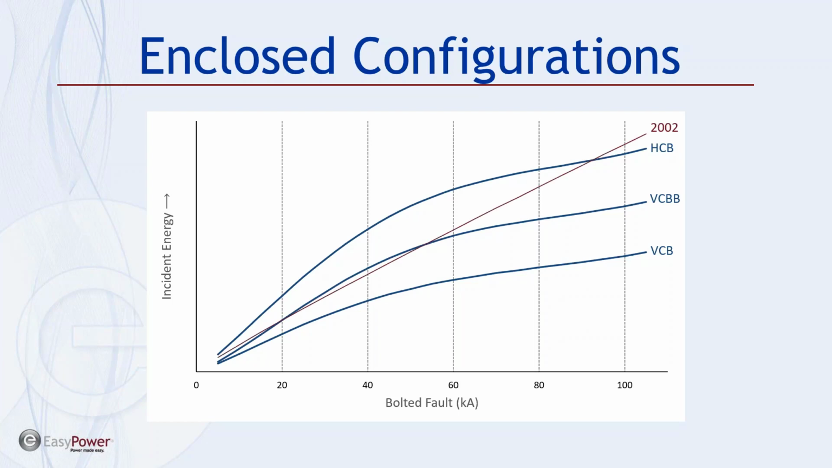Now, if we lay into that the calculation model of 2002, we see that it was pretty much middle of the ground and starts to exceed the measurements predicted by 2018 when we get to the high end of the bolted fault current range. So again, if we have horizontal in a closed box, the 2002 version was pretty accurate, whereas if we have vertical in a closed box, the 2018 version will be much kinder, I guess. We would expect lower incident energy as a result.